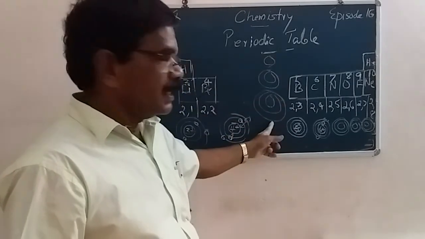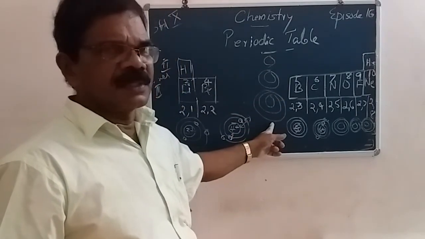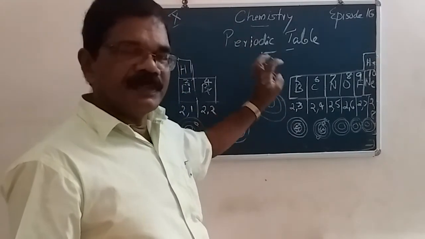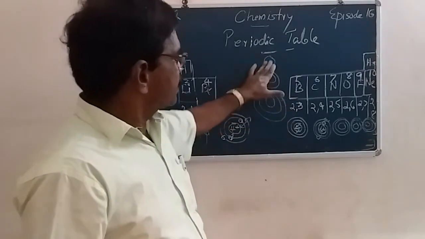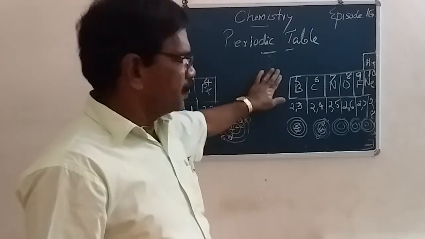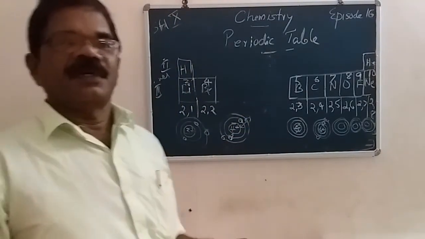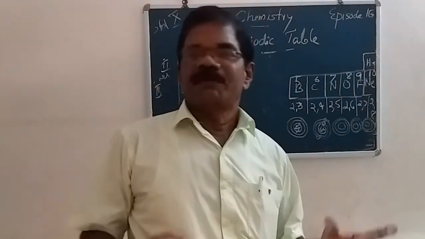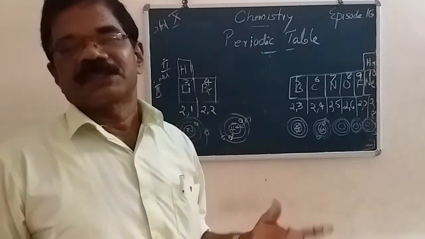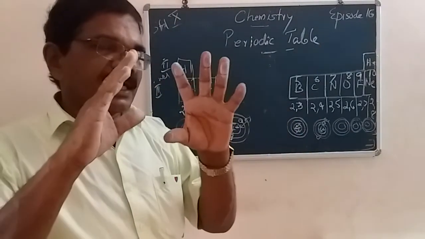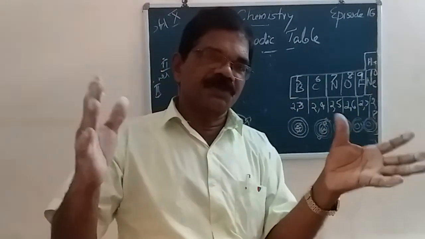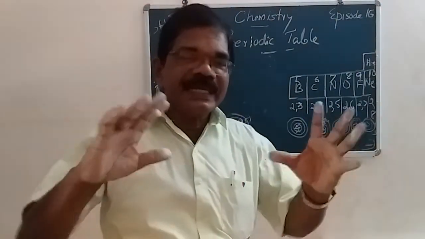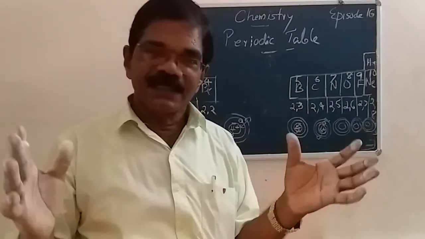Number of shells increases. There is no doubt. Now, if the number of shells increases, size also increases. In your home, you know that your mother is always cutting onion. You know that there is a small onion and a big onion. What is the difference between them? There are more layers. If the layers increase, size increases.